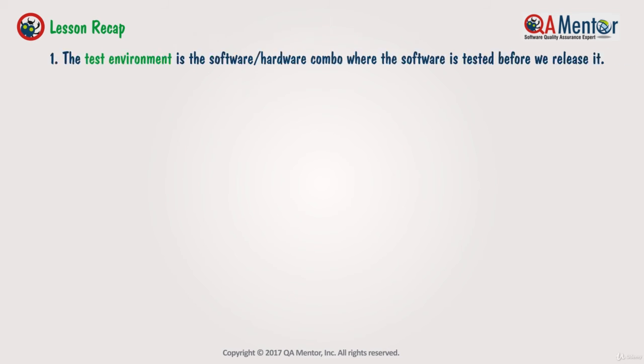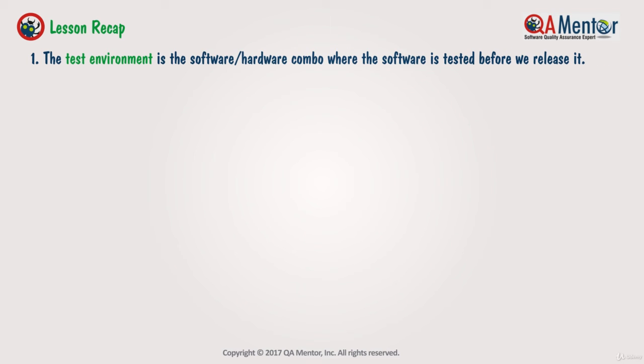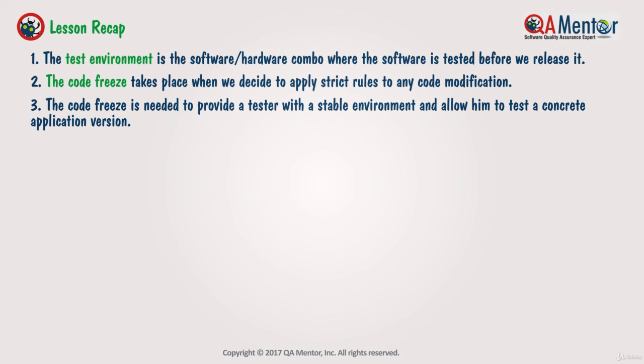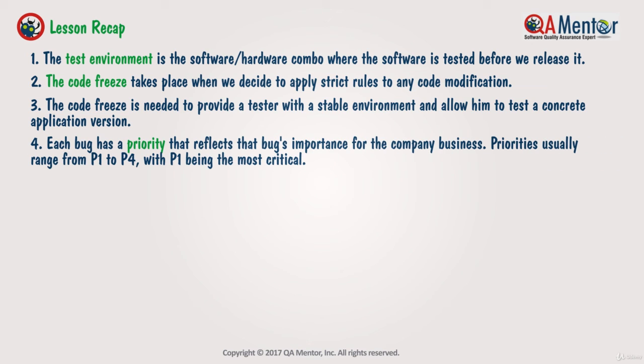Lesson recap. 1. The test environment is the software-hardware combo where the software is tested before we release it. 2. The code freeze takes place when we decide to apply strict rules to any code modification. 3. The code freeze is needed to provide a tester with a stable environment and allow him to test a concrete application version. 4. Each bug has a priority that reflects that bug's importance for the company's business. Priorities usually range from P1 to P4, with P1 being the most critical.